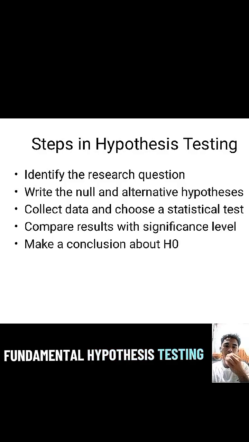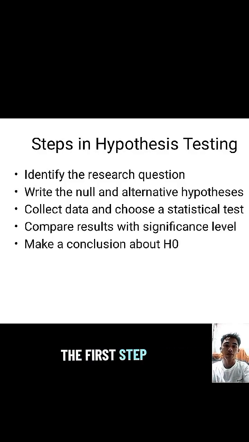Fundamental hypothesis testing methods. The first step in hypothesis testing is to identify the research question. After that, the null and alternative hypotheses are written. Then the data is collected and a statistical test is selected. The test result is compared with the chosen significance level, usually 0.05. A conclusion is made about whether the null hypothesis should be rejected or not.